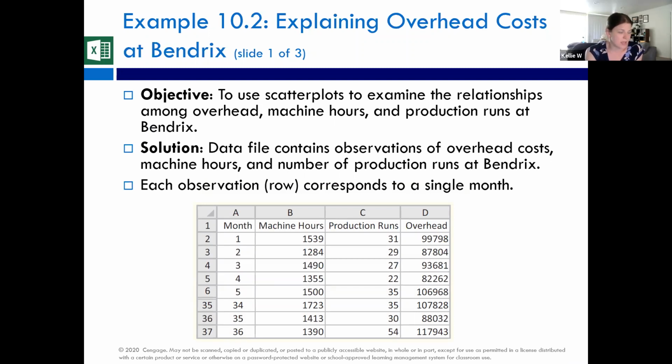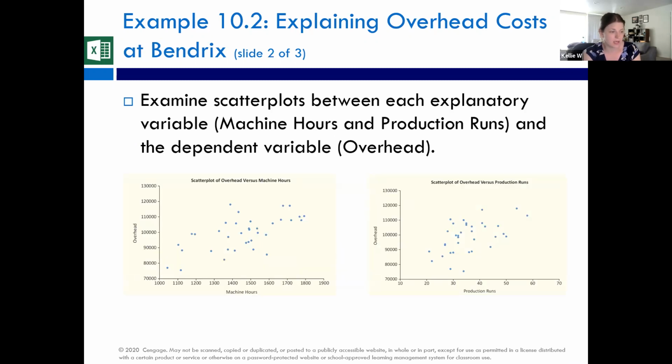Okay, we also have another example, which is overhead costs for this other company. So they have their overhead, machine hours, and production runs. And now we're looking at three variables. So we're going to compare the overhead versus machine hours and the overhead versus production runs. So we're still running simple regressions. We're just looking at seeing if overhead is better predicted by machine hours or production runs.